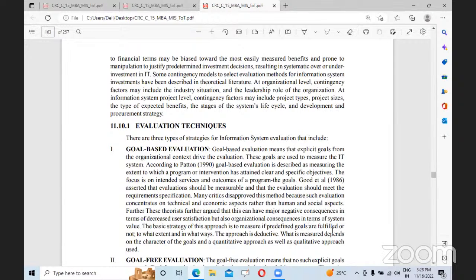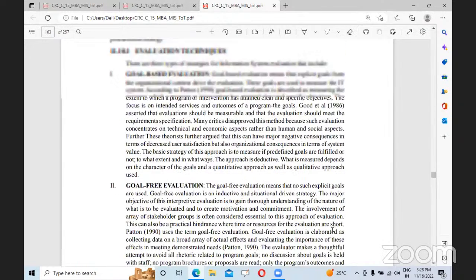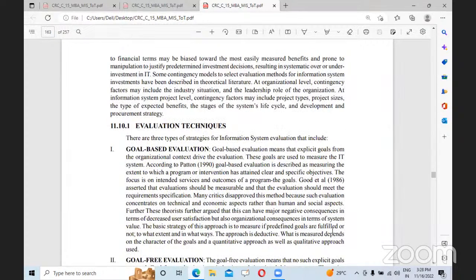And what are the different evaluation techniques? Very important from the examination point of view. There are three types of strategies for information system evaluation, which include goal-based evaluation. Goal-based evaluation means the explicit goals from the organization context drive the evaluation. These goals are not used to manage the IT system.